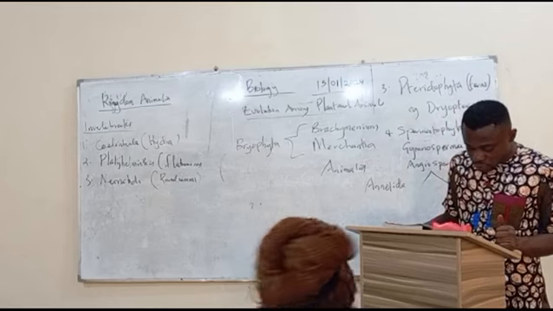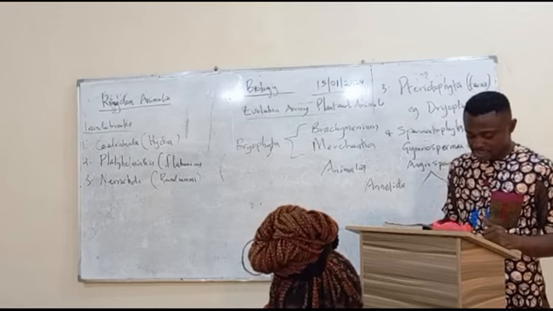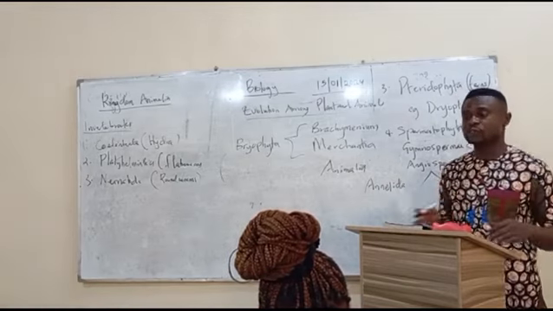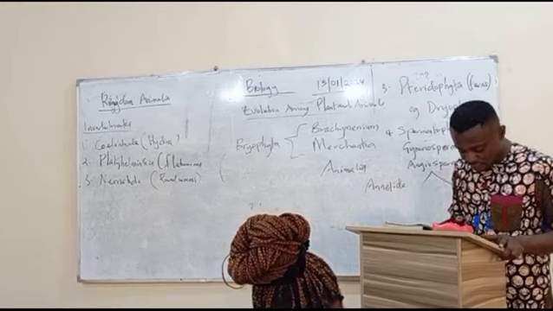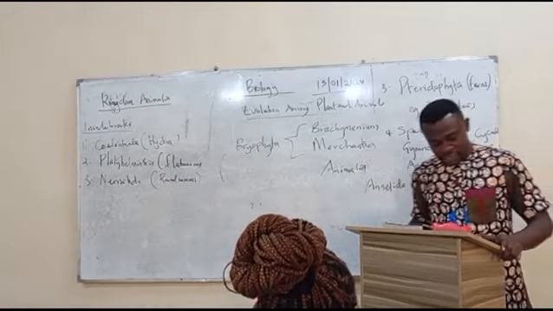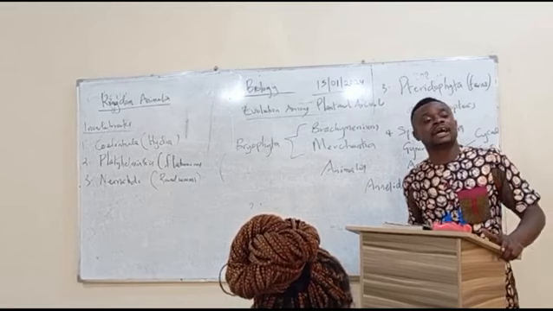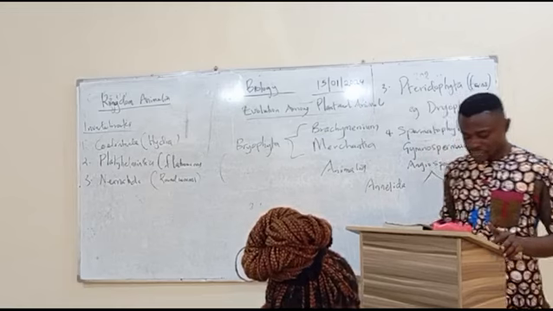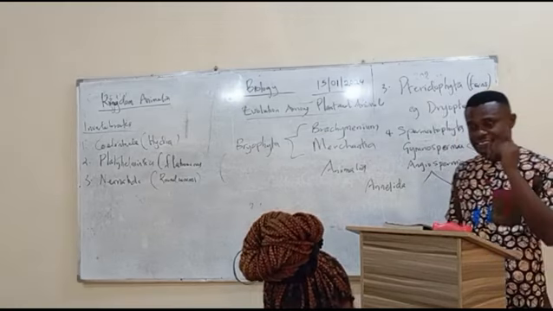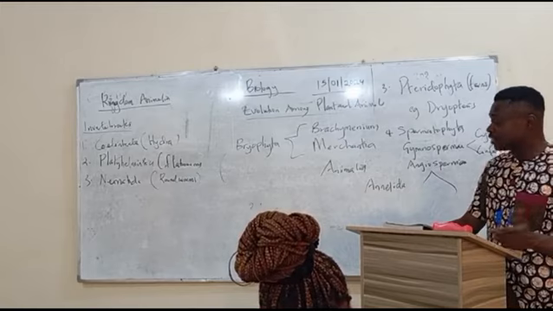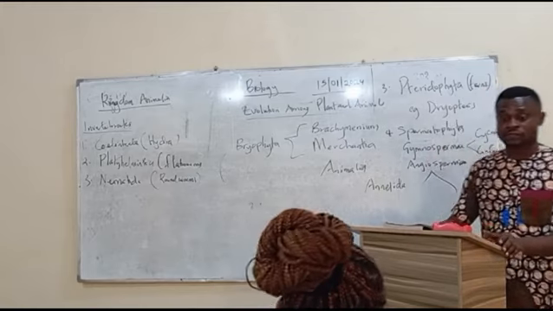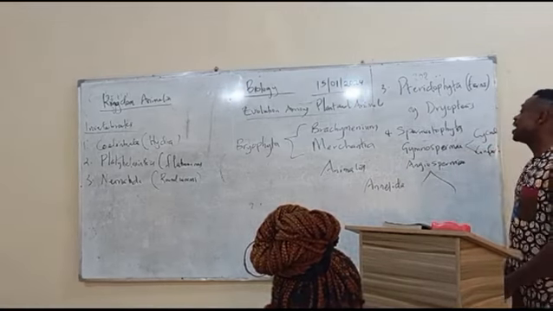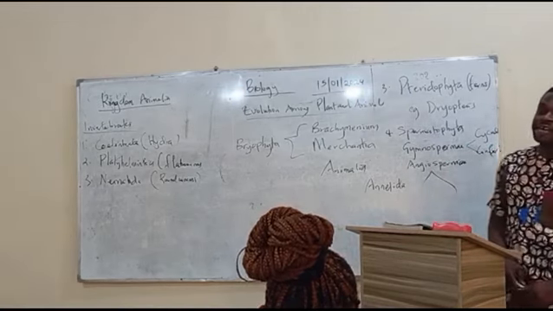We also look at the second one, Amphibia. Amphibia, we have your toads, your frogs. Then we look at the Reptilia, or reptiles. We have the lizards, snakes, even turtles. They are reptiles. Then Aves, we look at Aves.